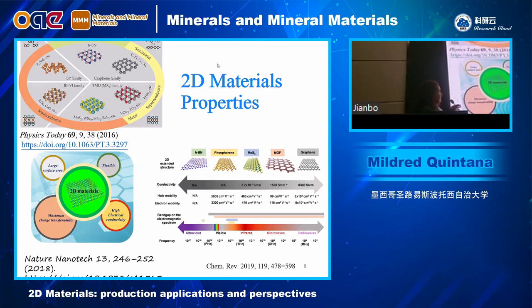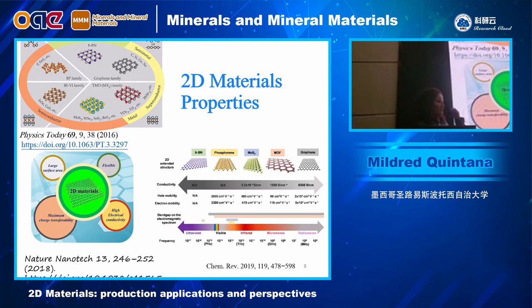These materials conduct electricity very efficiently. They conduct charge as well. And they have very large surface areas, which is very important for applications. If you want to make catalysts, it is very important to have a very large surface area. They are flexible and mechanically resistant, and resistant thermally and chemically to different environments. That's why these types of materials are very important now.